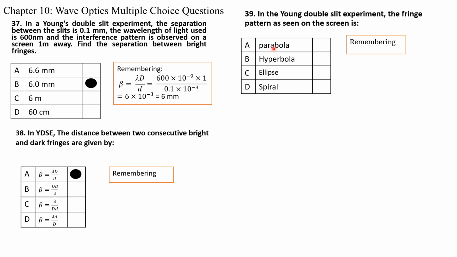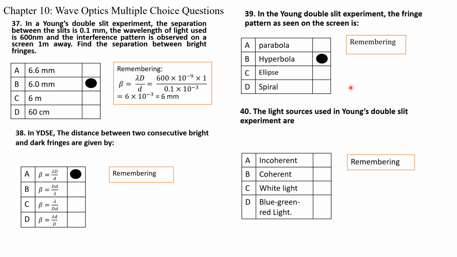Next question. In Young's double slit experiment, the fringe pattern as seen on the screen is. Here you have to identify and remember the pattern of fringe which is appearing on the screen. It is hyperbola. The correct answer is option B. So please recollect the diagram. It is given in the theoretical explanation in one of my videos, whose link is given in the description part of this video.